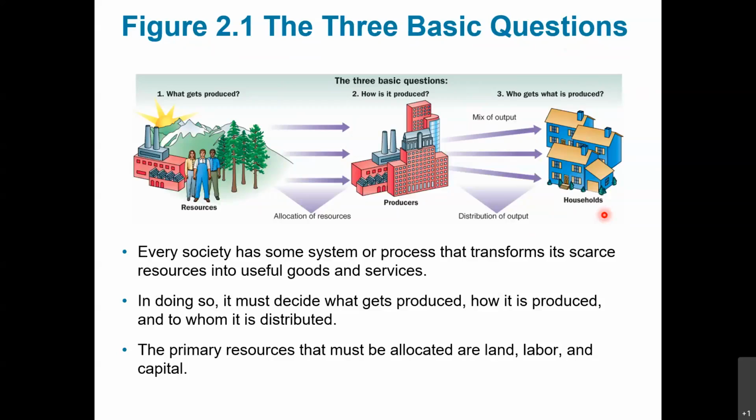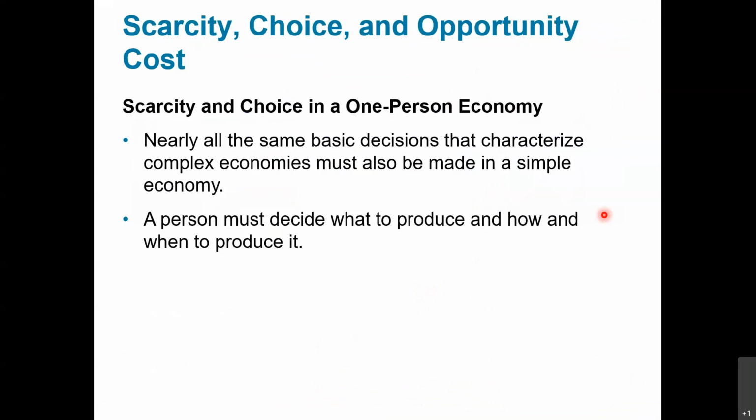If you make the right stuff and you make it efficiently, but you get it to the wrong people, you're inefficient. Now, these questions of what to make and how to make it are present in every single economy, even an economy of just one person. We call this exercise the Robinson Crusoe economy.